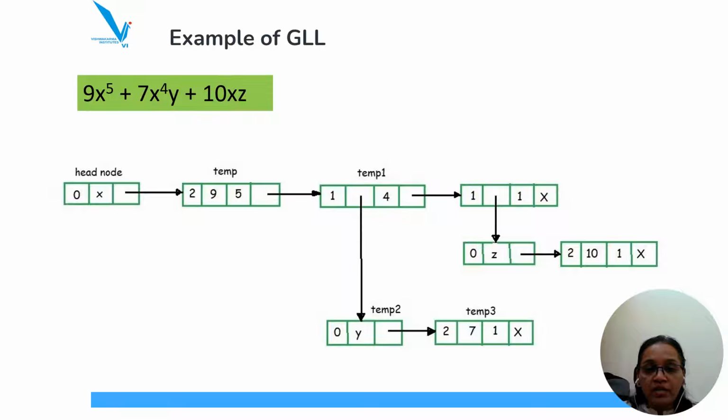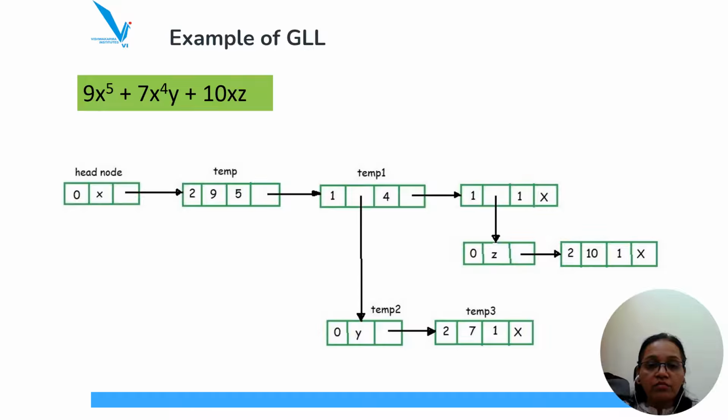What is the coefficient of the term? 7. And what is the power of y? 1. So 7 and 1, these are the coefficient and power of y, and then it is the last one, so you have to set the next pointer to null. Now consider temp2 is attached to temp3, so it comes out to be 7y. And temp1 is attached to temp2, so it comes out to be x raised to 4. So the total temp1 into temp2 into temp3 becomes 7x raised to 4 into y, your complete second term of the polynomial.